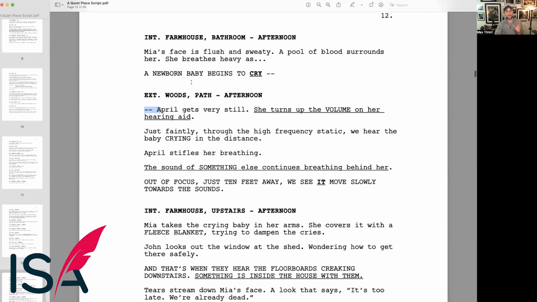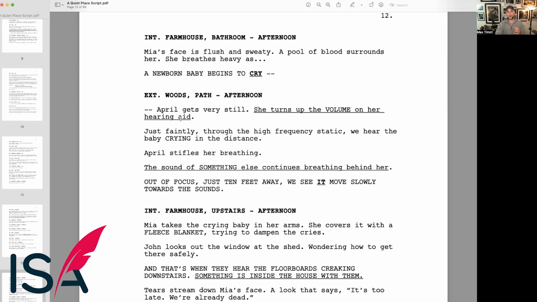But nonetheless, they're moving from farmhouse, bathroom. See, they're even using the comma and the hyphen. It's okay to do this as long as you always follow that same format. They're going from the farmhouse, bathroom. A newborn baby begins to cry. I would probably even get rid of begins to, but it's fine. Newborn baby begins to cry. And then exterior wood, path, afternoon. April gets very still. Because of these hyphens, I understand April is hearing this cry.